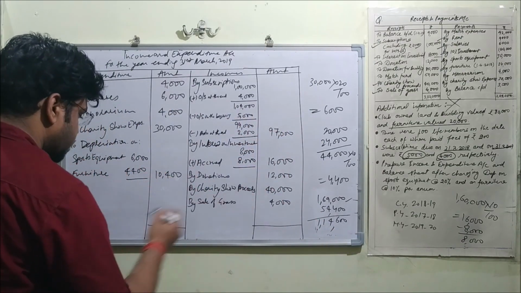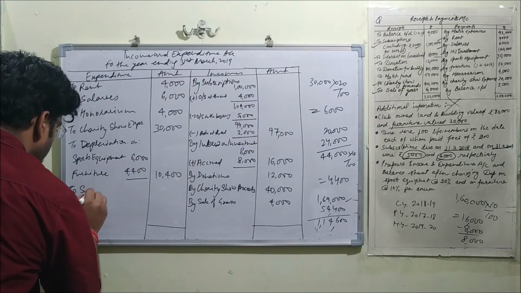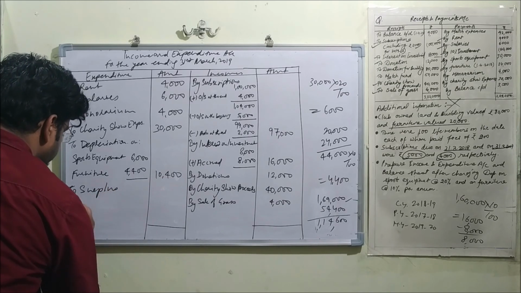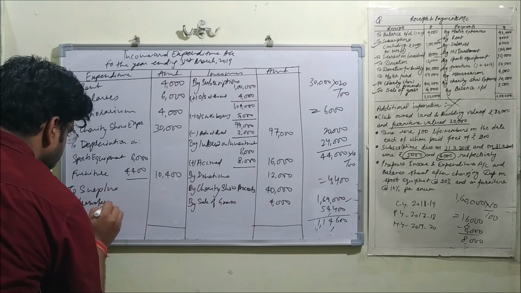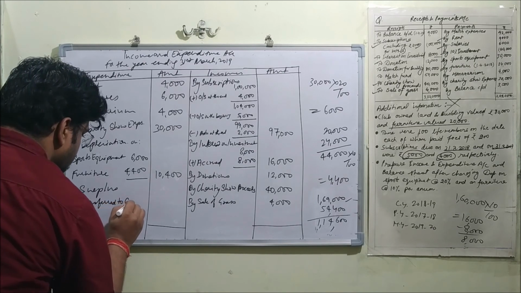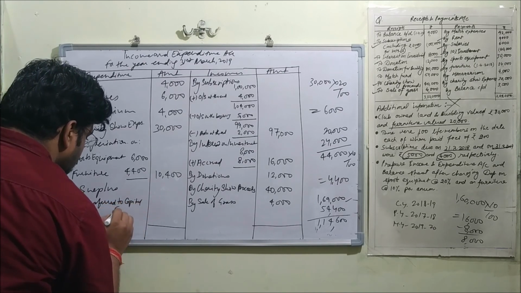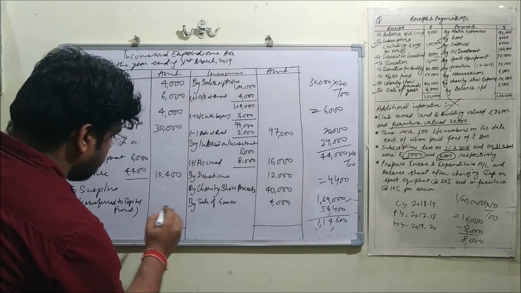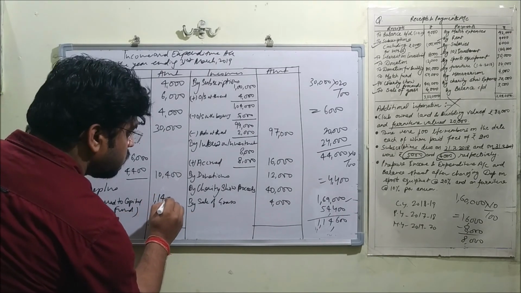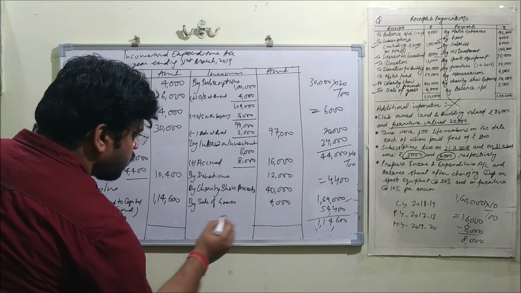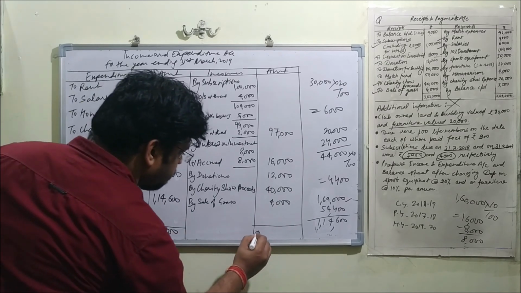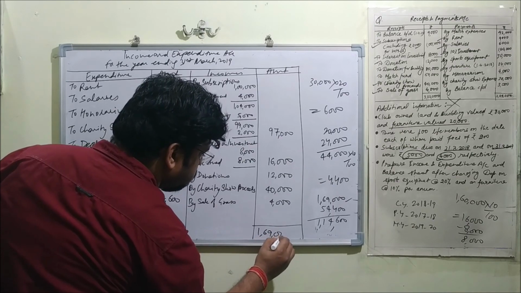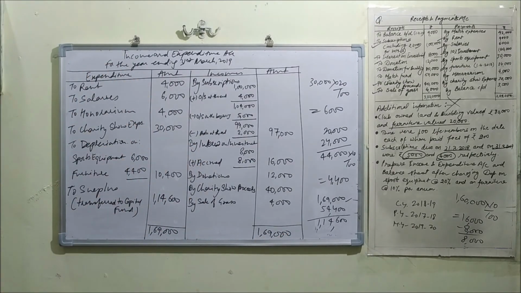We mentioned it because this is the surplus transferred to capital fund. All right, 1,14,600 and total we can mention here 1,69,000. So this is our income and expenditure account, right?